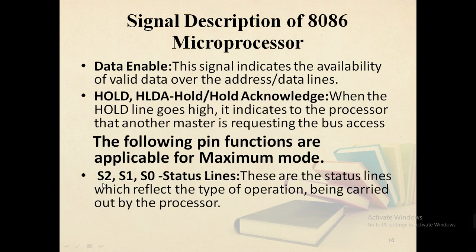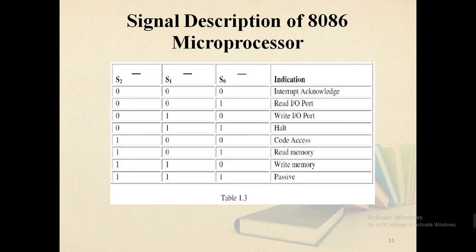The first pins are S2 bar, S1 bar and S0 bar. These are called status lines. These are the status lines which indicate the type of operation being carried out by the processor.